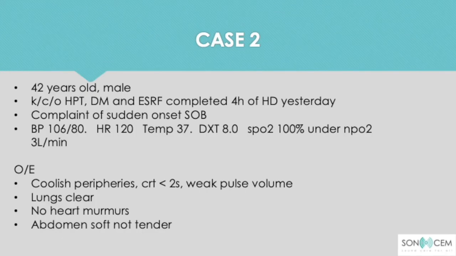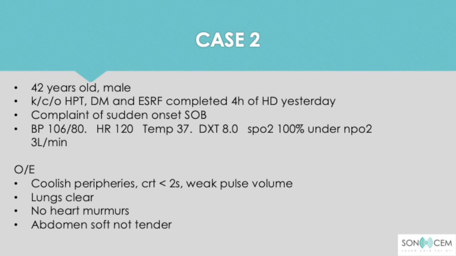42 years old male, known case of hypertension, diabetes, ESRF, completed 4 hours of HD yesterday. Complaint of sudden onset shortness of breath as well. Okay, the BP 106/80, heart rate 120, temperature is 37, DXT is 8.0, SpO2 is 100% under nasal prong, 3 liters per minute. But on examination, coolish peripheries, CRT less than 2 seconds, weak pulse volume, lungs clear, no heart murmurs, abdomen soft, non-tender.